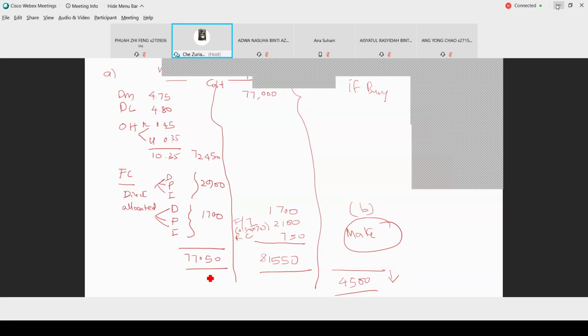Kat sini, bila you jawab make, you bagi reason kenapa. So, bila you buat the difference because of buying, maksudnya kalau company to buy, this is the cost akan sebanyak apa? 77. And then this is the cost saving semua tu. You boleh tengok lah. So, the difference here, kalau you buy akan decrease the net income. So, B answer dia should be made. Okay, so that's the answer.